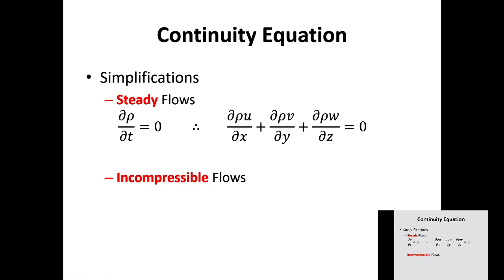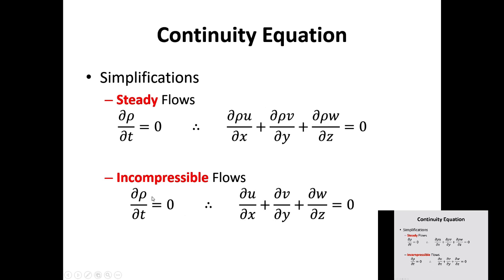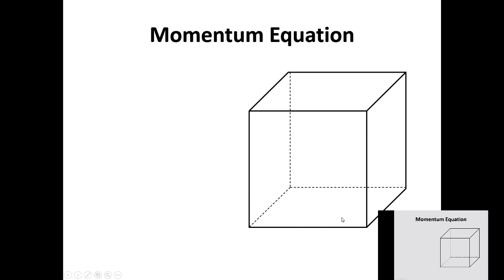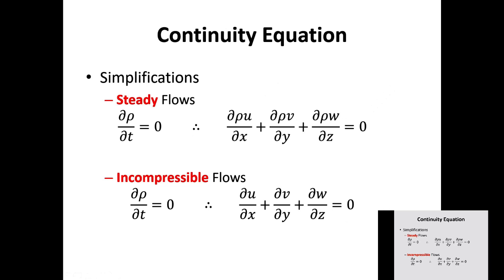And also, for incompressible flows, your rho doesn't change. Therefore, you can take the rho out. Okay. Therefore, your partial of rho over partial of t is 0, as well as your rho is constant. Therefore, you can take rho out, and your equation becomes the partial of u over x plus the partial of v over y plus the partial of w over z equals 0. Okay.